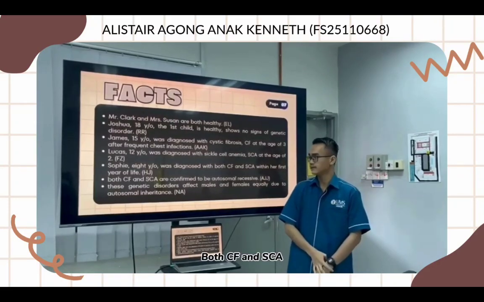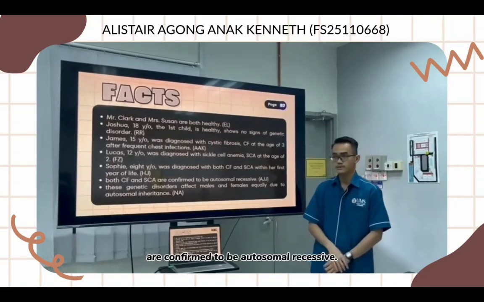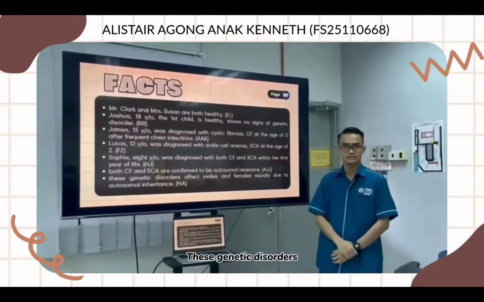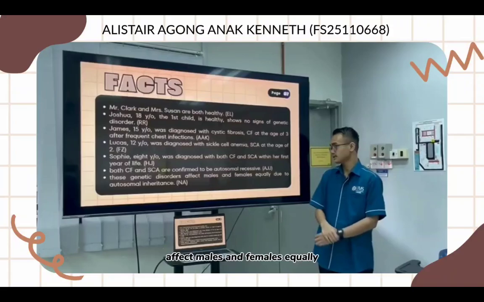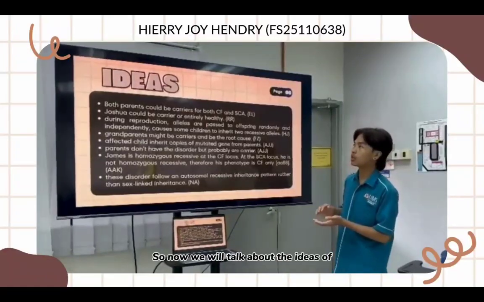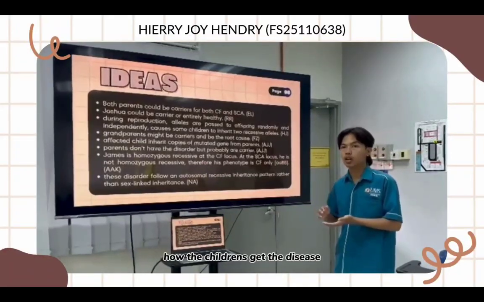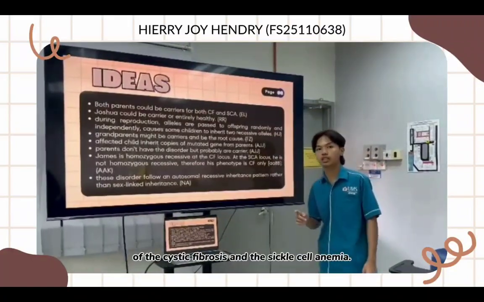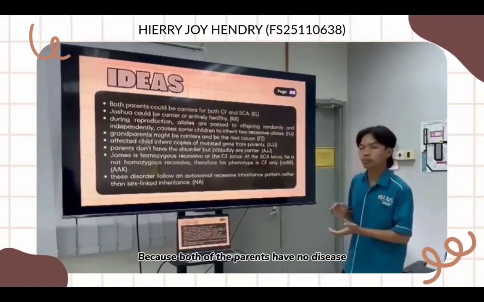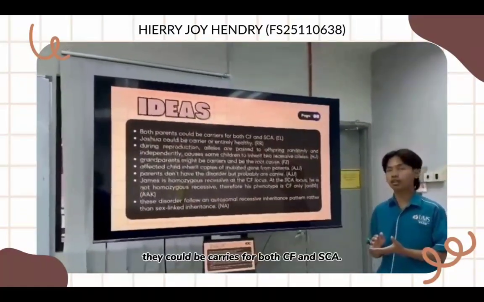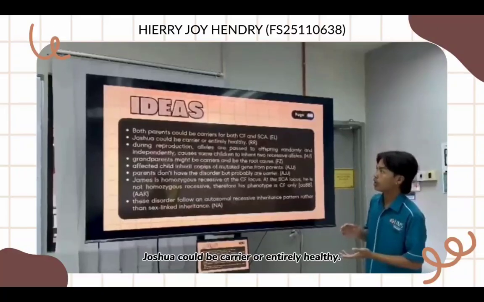Both CF and SCA are confirmed to be autosomal recessive. These genetic disorders affect males and females equally due to autosomal inheritance. Now we will talk about how the children got cystic fibrosis and sickle cell anemia. Because both parents do not have the diseases, they could be carriers for CF and SCA. Joshua could also be carrying that.